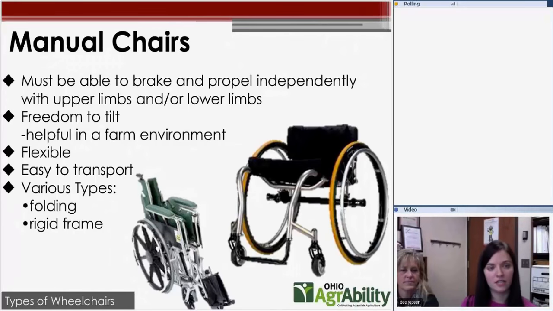The next type we're going to talk about is manual chairs. So manual chairs are best for individuals who have the strength and range of motion either with their upper extremity or lower extremity to operate the chair independently. They do offer the freedom to tilt or to pop a wheelie, as you may commonly think of it. That can be helpful in a farm environment for a lot of individuals who have thresholds and things to get over. They are easy to transport. Of the two types we're going to talk about today, the folding frame chairs are a lot easier to transport than the rigid type chairs, or ones with a rigid frame.